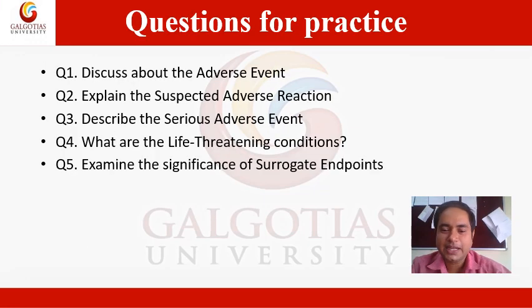So our lecture has finished today and I am giving you some questions for practice. You have to explain these questions by searching the internet and referring to some research papers and review papers. First, discuss the adverse event. Explain the suspected adverse reaction. Describe the serious adverse event. Outline the life-threatening conditions and examine the significance of the surrogate endpoint.